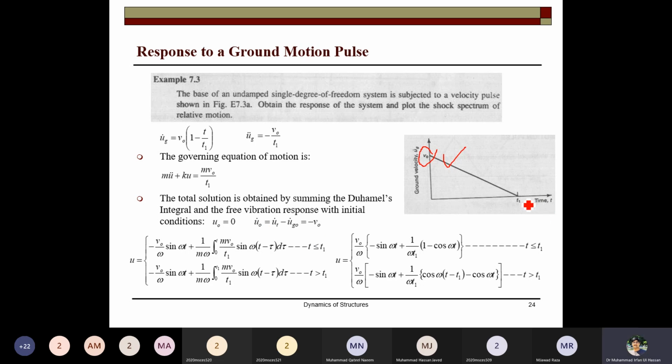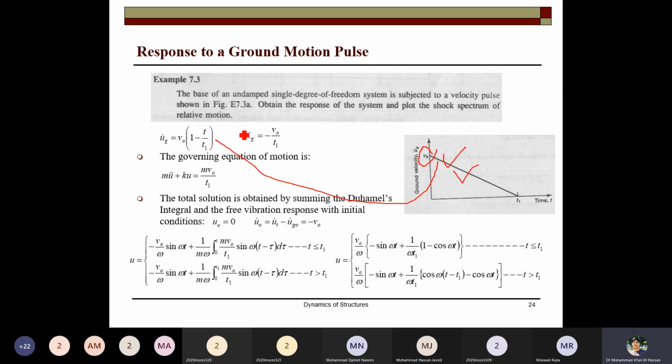So when the t is less than or equal to t1, तो फिर इसका क्या response होगा structure का? So you can put down the same value in the formula. It is given as our velocity. So what is velocity? V naught. You can represent this velocity as this function V naught initially, and then 1 minus t over t1. ये velocity का function है.